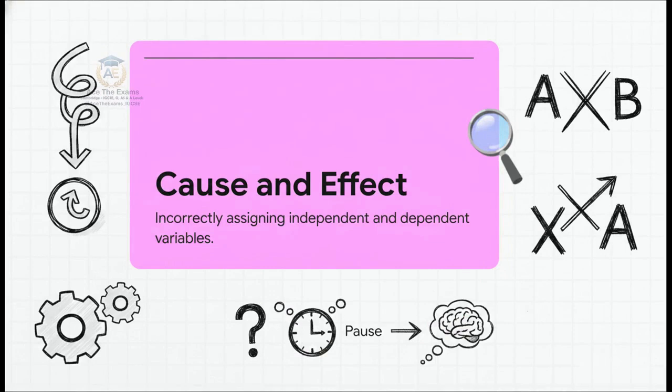Time and time again, examiners report that candidates consistently throw away marks because they fundamentally confuse cause and effect. It happens all the time. When you're separating terms, you absolutely must correctly identify your independent and dependent variables.